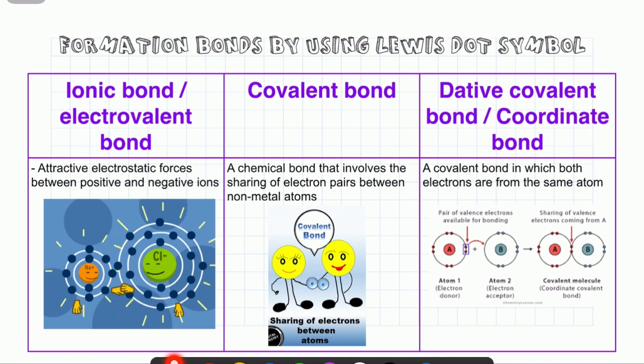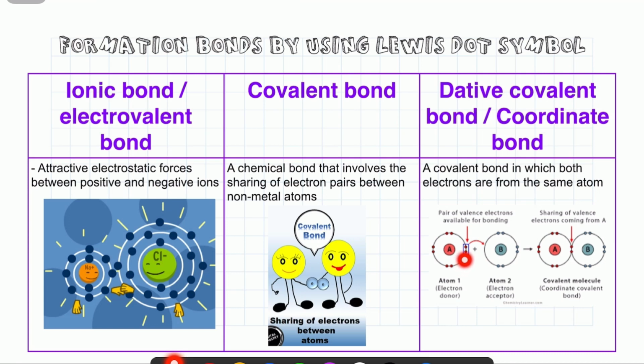Formation of bonds by using the Lewis dot symbol. There are 3 types of bond. Ionic bond, also known as the electrovalent bond, is an attractive electrostatic force between positive and negative ion. Covalent bond refers to the chemical bond that involves the sharing of electron pairs between non-metal atoms. And the last one, dative covalent bond, also known as the coordinate bond, is where both of the electrons come from the same atom.